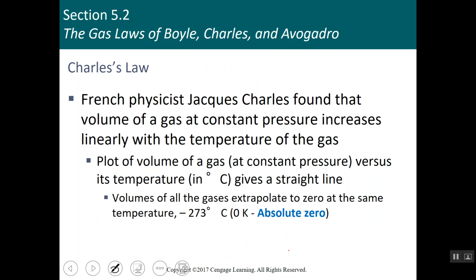The second law we're going to talk about is Charles' law. Jacques Charles, a French physicist, looked at what happened to the volume of a gas when you change temperatures. Now, you have to be very careful on this one, and we'll talk about it here in discussion questions shortly. In this one, you can have your volumes in any particular volume unit, but you must have your temperatures in Kelvin.